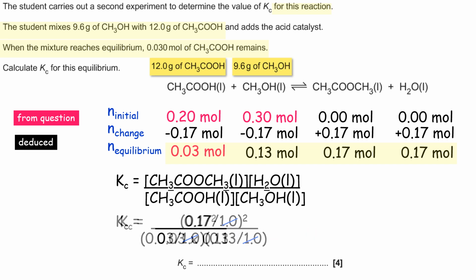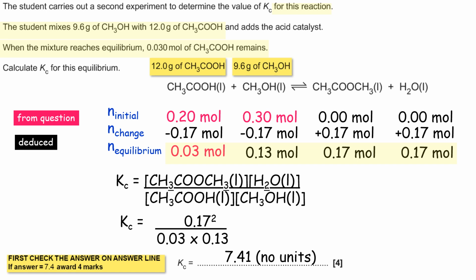So the next thing to do is to put the numbers in. So you can see I've cancelled out the 1.0. That gives me 7.41. I'm actually going to put down no units because that shows the examiner that I've taken that into account. I haven't just put 7.41, I've put in brackets no units. So on the mark scheme it says first check the answer line, and we got 7.4. But it allows up to calculate your answer of 7.41, etc., etc. So 7.41 is fine for giving ourselves 4 marks on this one.